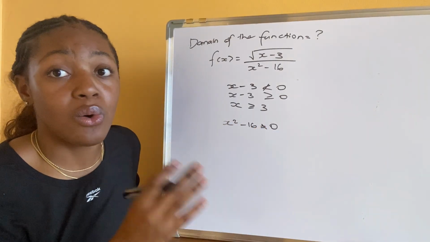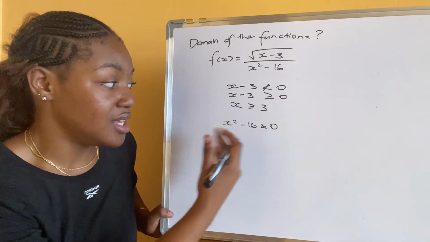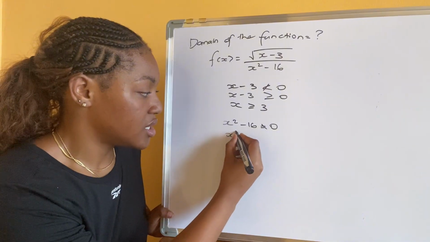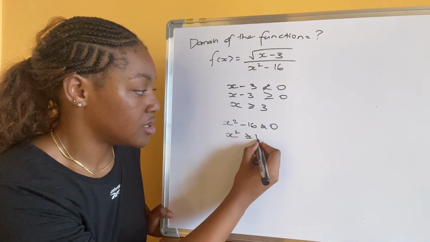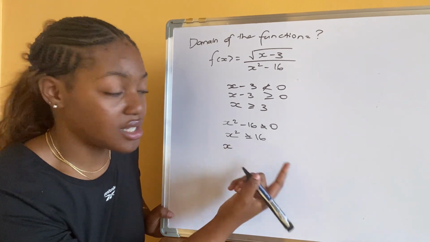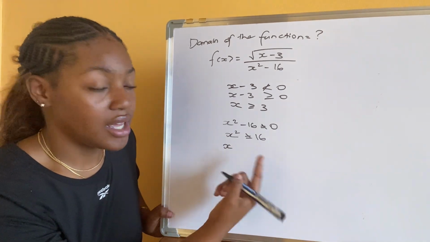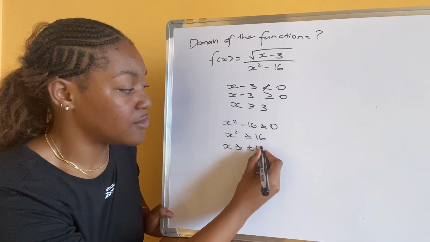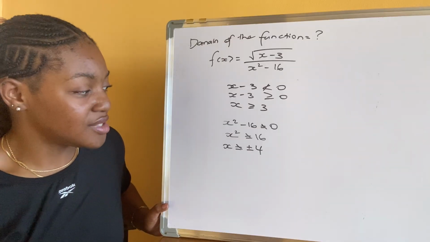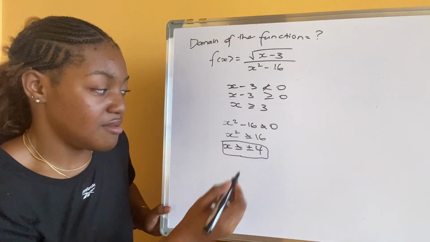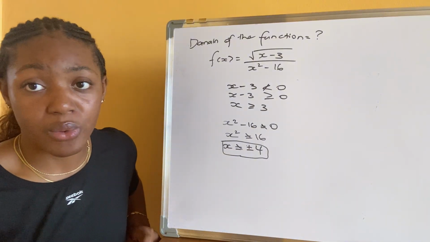So we have to find out what values make this expression equal 0. Since x squared shouldn't be equal to 16, we're going to take the square root of both sides. When we do, we have x should not be equal to positive or negative 4. And yeah, so this is what we're excluding. We're excluding positive 4 and negative 4 from our domain.